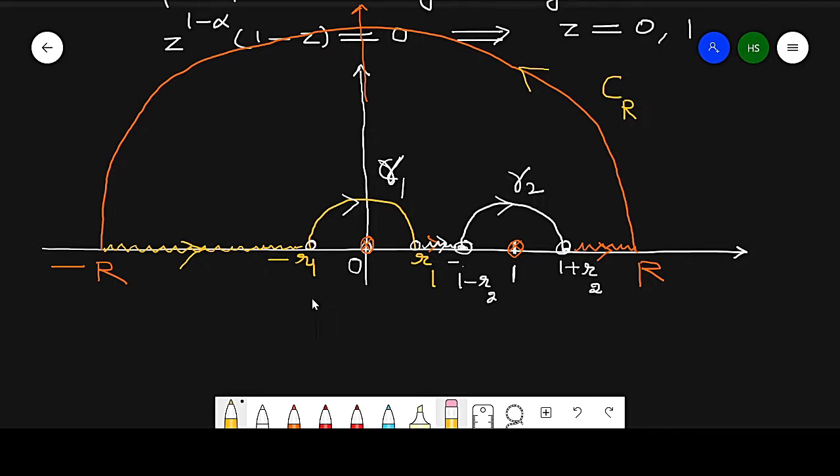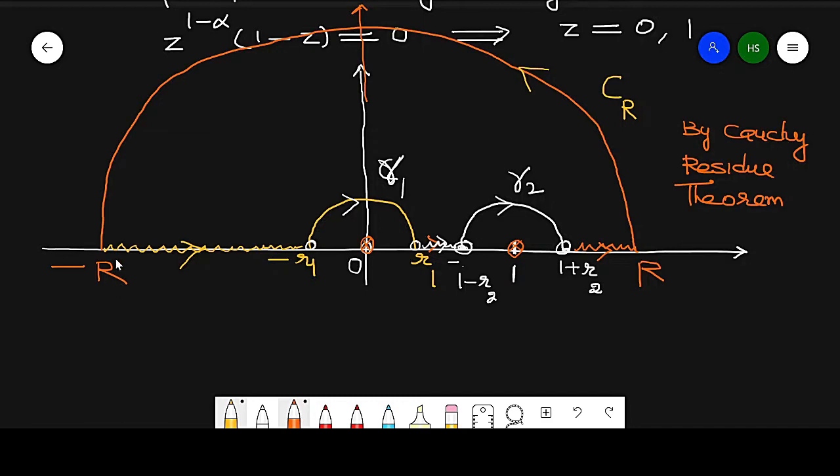Now if I start from this point, what is this? By the Cauchy residue theorem, there is no singular point inside the domain. It means the integration around this region is equal to 0. If the integration around this region is 0, what is this integration?